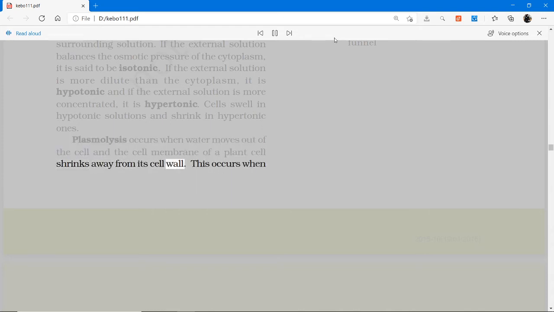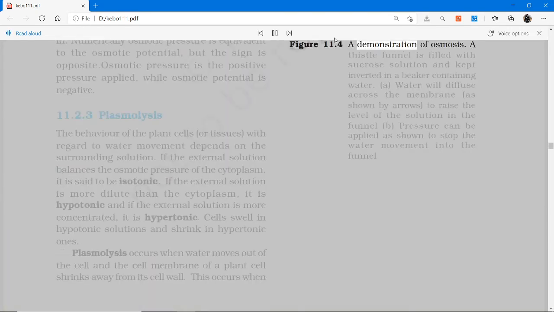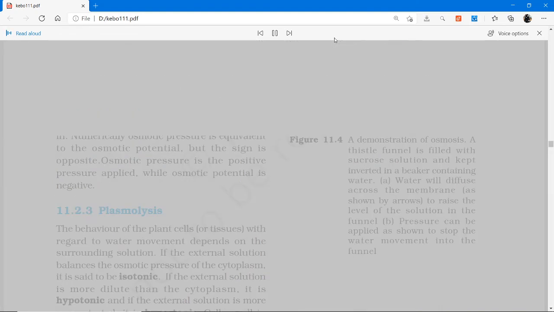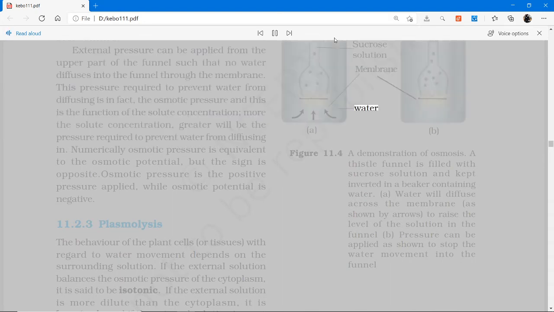Figure 11.4, a demonstration of osmosis. A thistle funnel is filled with sucrose solution and kept inverted in a beaker containing water. A. Water will diffuse across the membrane, as shown by arrows, to raise the level of the solution in the funnel. B. Pressure can be applied as shown to stop the water movement into the funnel. Sucrose solution, membrane, water, pressure.